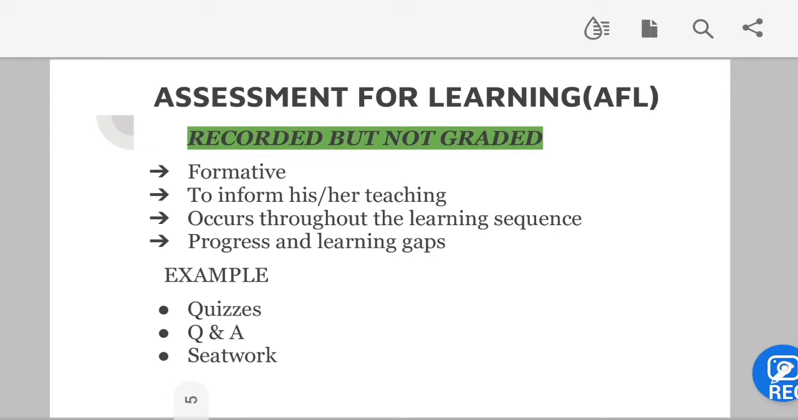The example of assessment for learning is question and answer. It's just an oral test in the classroom by asking questions and answers. It is known as assessment for learning. That is the best example.